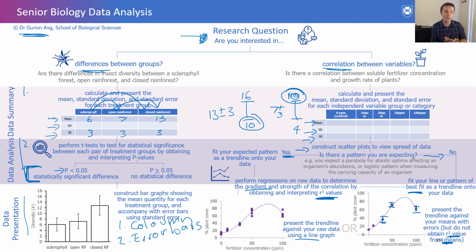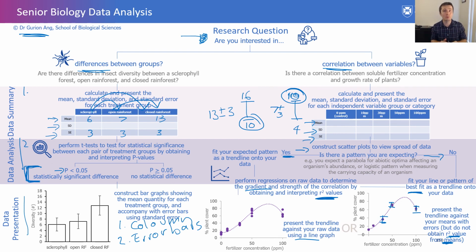One quick summary here for data analysis and presentation. If I'm looking for a difference, say between different groups, I do a data table, mean, standard deviation, standard error, and I do a t-test. I present that data as a column graph or bar graph, and I add associated error bars to it. That's if it's a difference.